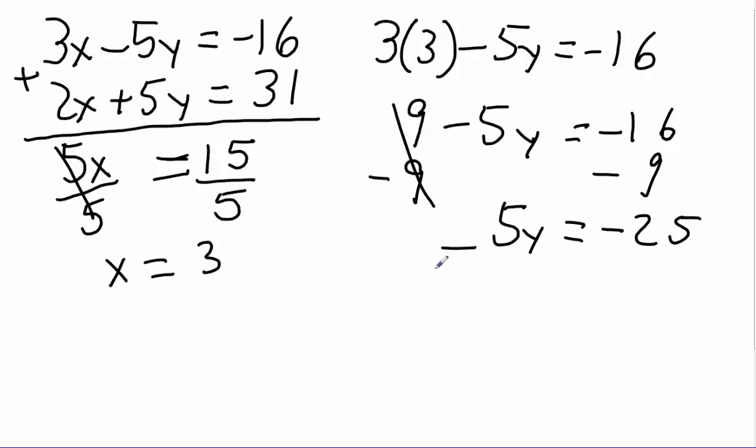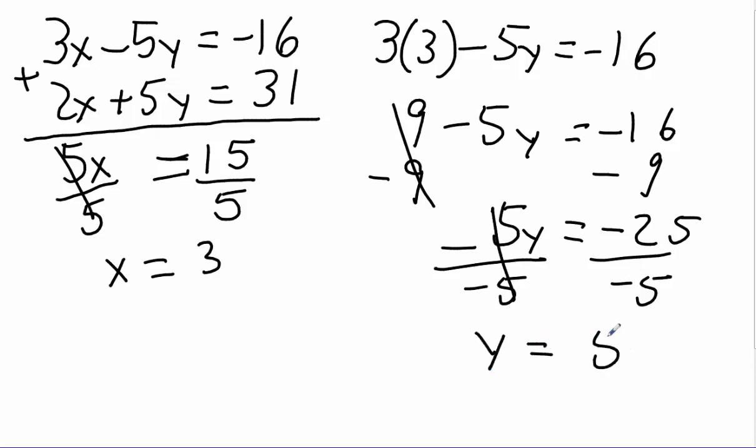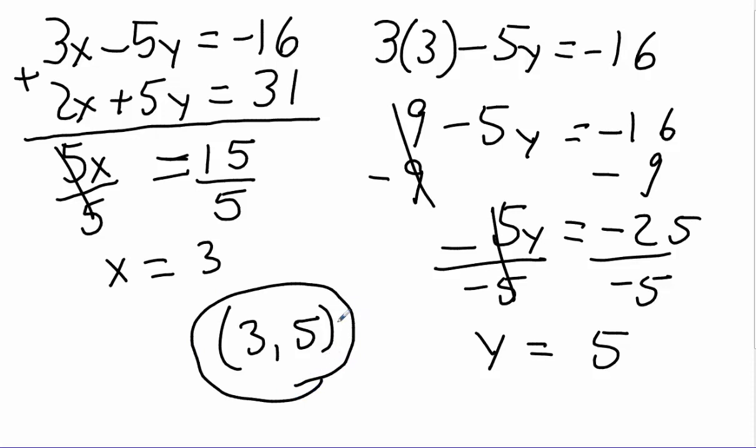Now in order to get y by itself, since it's negative 5 times a y, obviously the inverse of multiplication is division. We're going to divide both sides by negative 5. It's going to go away. And y is equal to positive 5. Negative by negative, positive number. 25 divided by 5 is positive 5. And our solution set is 3, 5. And that's your answer. Likewise with substitution and graphing, if you substitute a 3 in for x, a 5 in for y, both sides of your equation will match. They'll be equal.